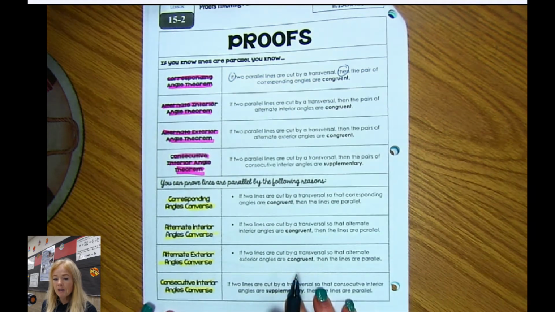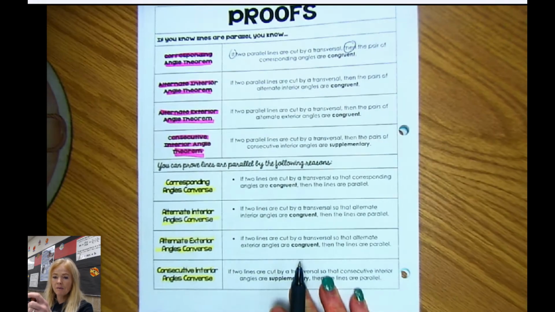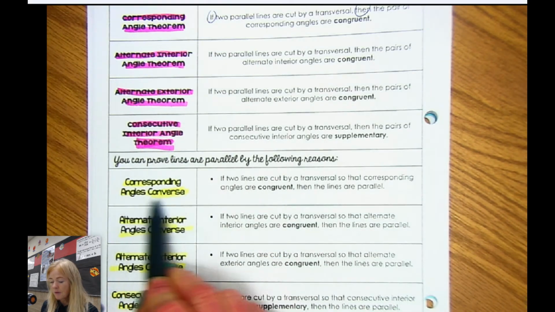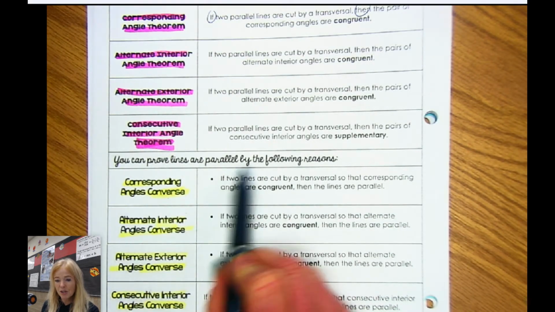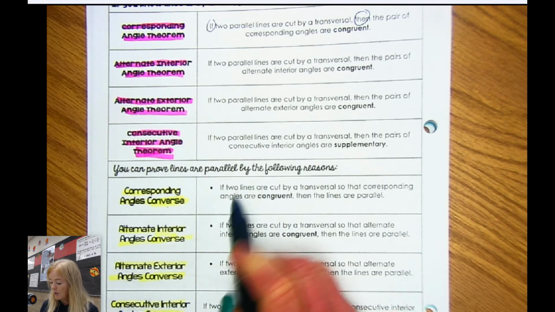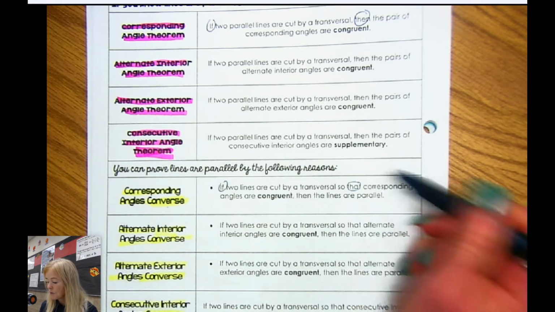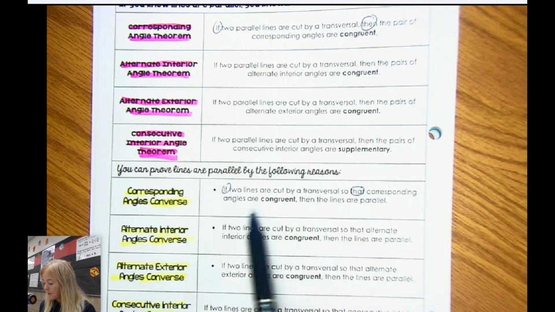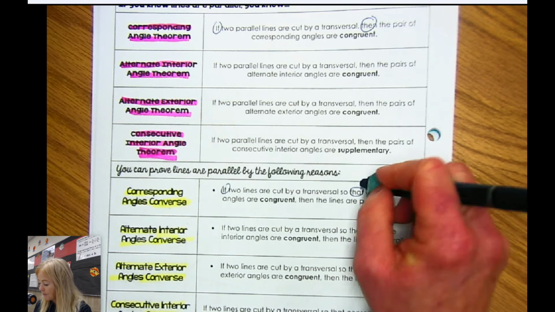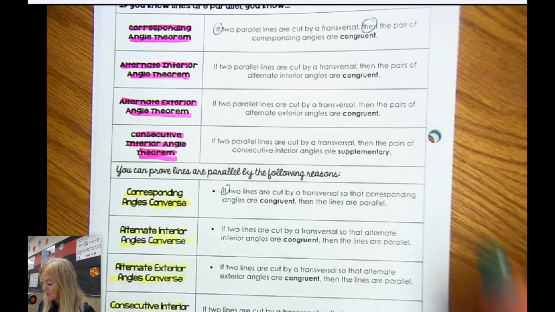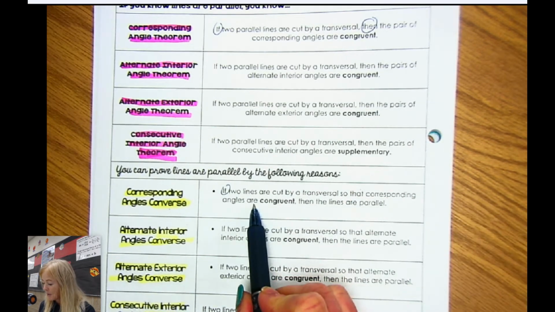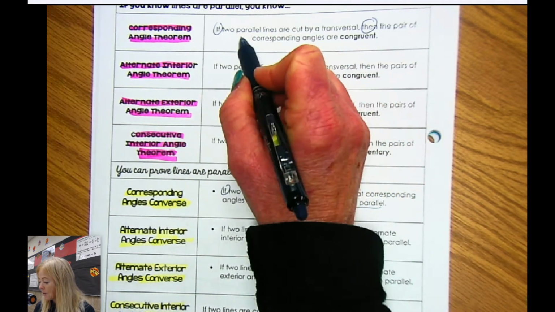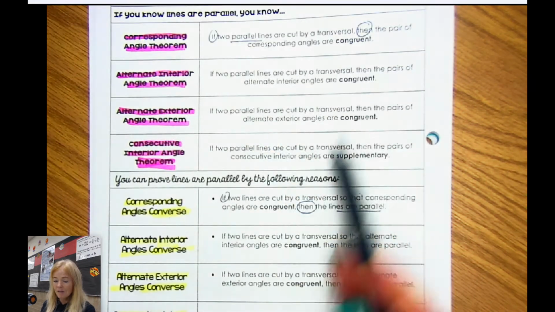I wanted you to look at that, kind of zoom in a little bit more, and then look at the corresponding angles converse theorem. Notice it just switches that if-then statement, which is the hypothesis and the conclusion. Now it says if 2 lines are cut by a transversal so that the corresponding angles are congruent, then the lines are parallel. So notice that it's been switched.